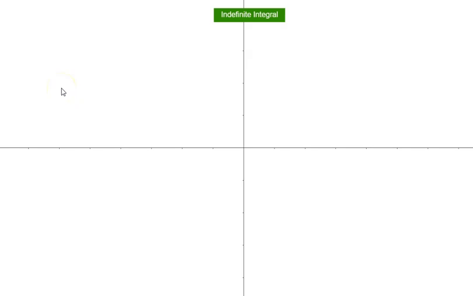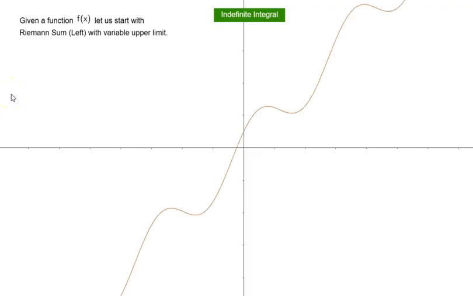In the previous session, we looked at definite integral. Now let's look at indefinite integral. So given a function f of x, let us start with Riemann sum with variable upper limit. So this is the function, and we start with a Riemann sum with variable upper limit, the sum from k equal to 1 to n of f of t sub k minus 1 times delta t.